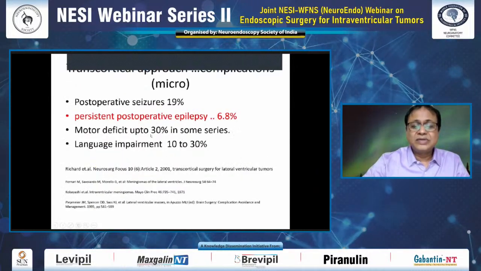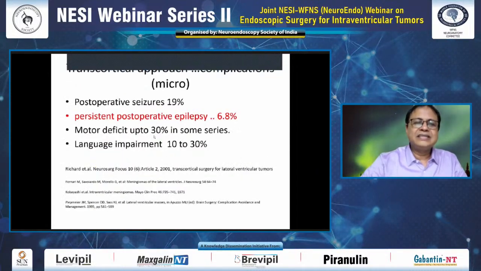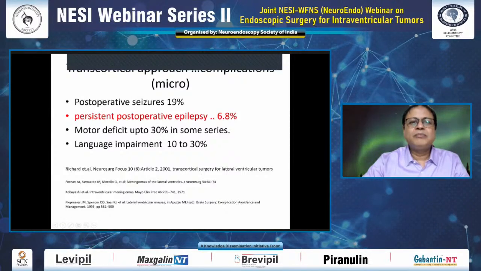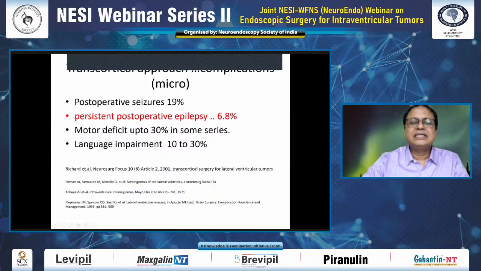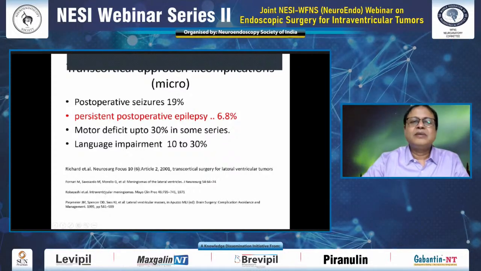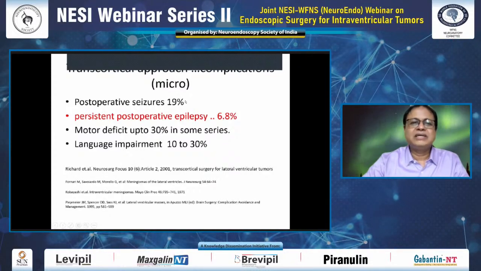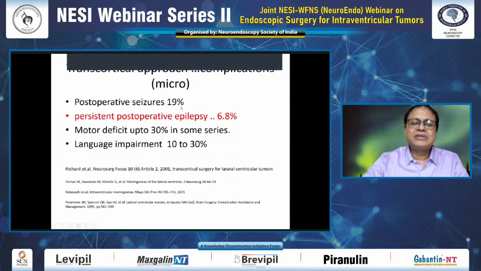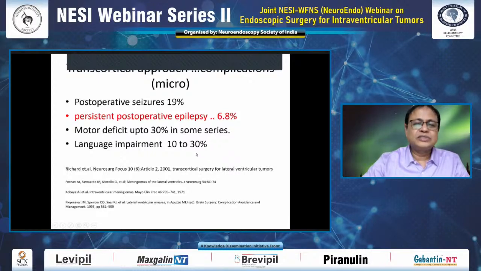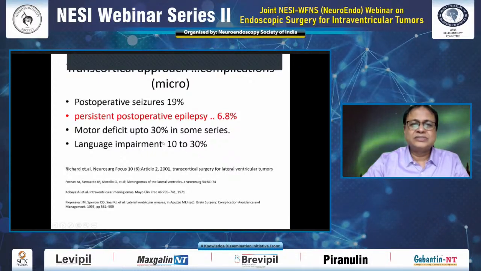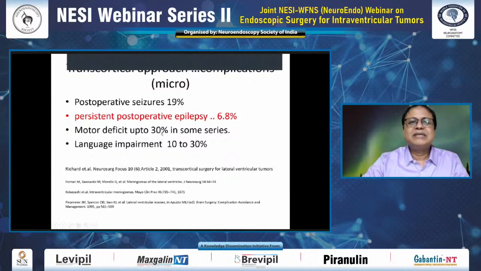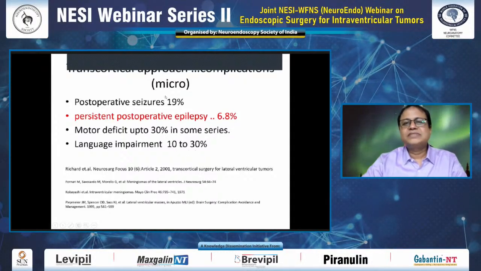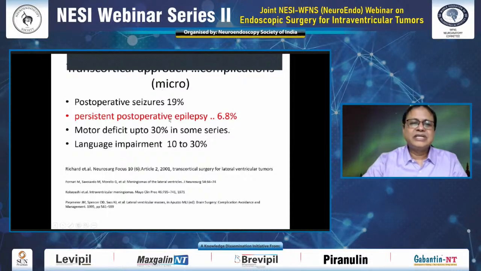Now, is the 20% complication rate higher than in the microscopic group? There are a few papers on the complication rates of the microscopic transcortical approach to intraventricular tumors. The complication rates are almost similar, but motor deficits were a little higher and language impairment also was higher. In endoscopy, this was not addressed. 19% had immediate post-op seizures, but persistent post-op seizures were only 6.8%.